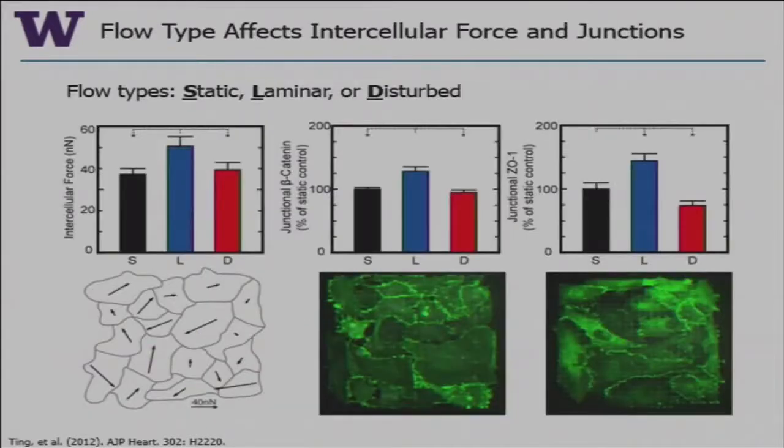And so what we found here was that under that laminar flow, these cells have higher intercellular forces or tugging forces. You can see over here a monolayer. We can calculate the net force acting on one of these cells. While under these disturbed flows, you see lower forces. And this correlates with the kinds of junctions. We see increased beta-catenin length with laminar flow, and the same thing with ZO1 too.